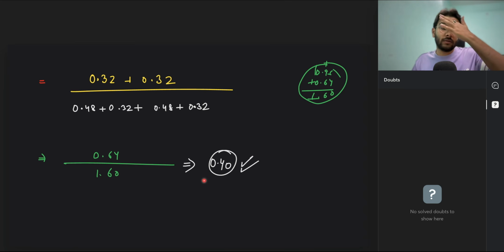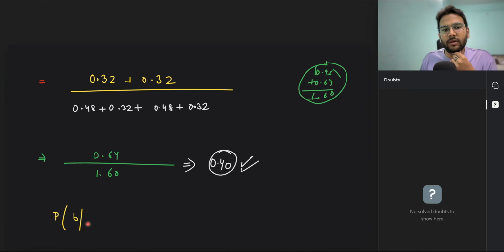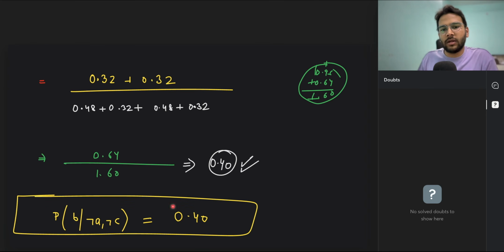Is this clear? Any doubt, anyone? This is the final value. So you can write it like this: probability of B given not of A, not of C. So we have estimated this value. We are saying estimated, which means the approximate value we are finding using this sampling. Is this clear?